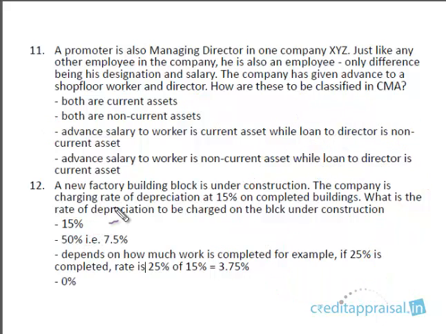Next question. A new factory building block is under construction. The company is charging a rate of depreciation of 15% on completed buildings. What is the rate of depreciation to be charged on the block under construction? Is this 15%? 50% of that 15%, that's 7.5%? It depends on how much work is completed. For example, if 25% is completed, we have to charge 25% of that 15%, because we are charging 15% on the completed buildings. That is 3.75%, or 0%.